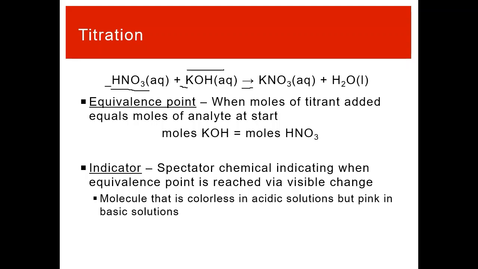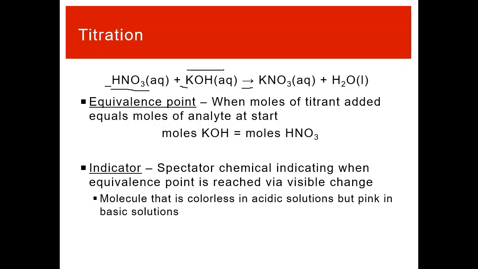When you're doing titrations, how do you know when the equivalence point happens? There's no sign. The HNO3 molecules don't announce that they're all dead. So you use what's called an indicator. This is some sort of spectator chemical. There'd be a very small amount in your flask, and it's a chemical that changes properties based on the equivalence point being hit.